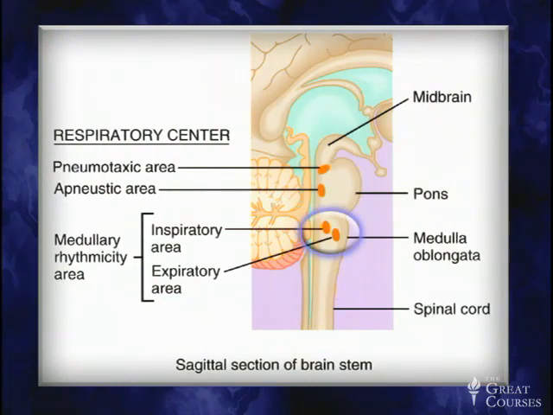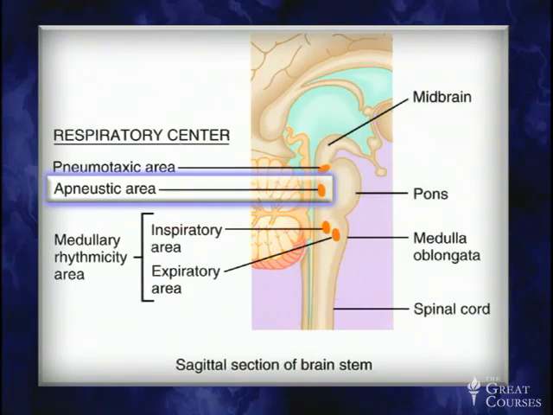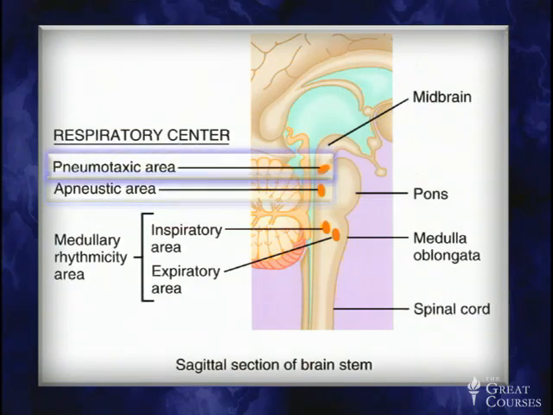We're going to go right to this in the next lecture. But basically, there's an inspiratory center and a separate expiratory center. And this tells you when to breathe in and to breathe out. There is an apneustic area, which causes breath holding. And there's pneumotaxic areas, which also regulate the coordination of the respiration in the brain.